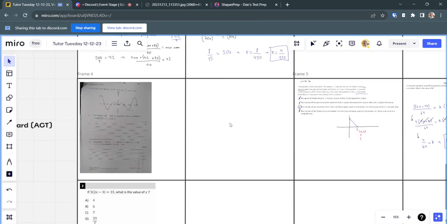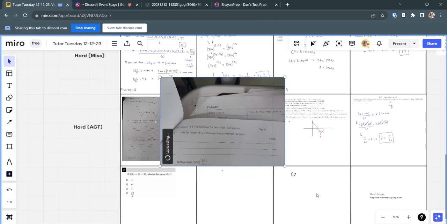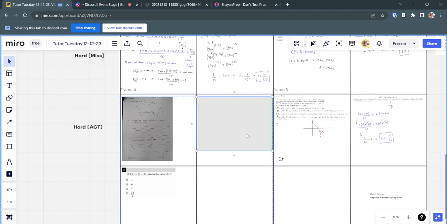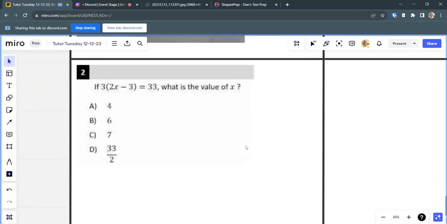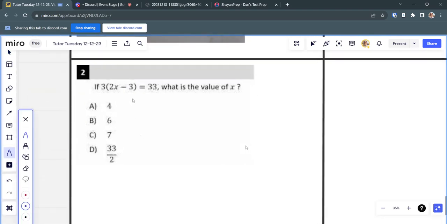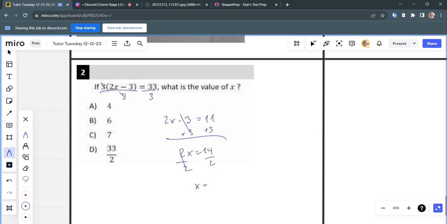So this is not going to be on the SAT, but we can do it for fun, because, you know, we do all sorts of math here. Let's do this one real quick first, because it is actually SAT style. 3 times 2x minus 3 is equal to 33. What's the value of x? Divide everything by 3. 2x minus 3 is equal to 11. Plus 3 on both sides. 2x is equal to 14. Divide by 2 to get x is equal to 7. Nice SAT style question.